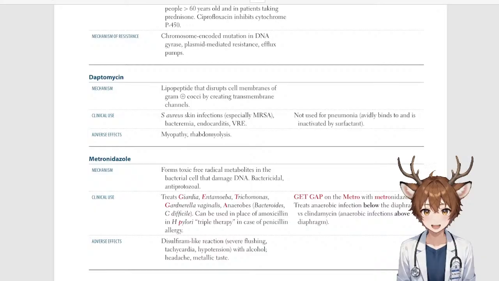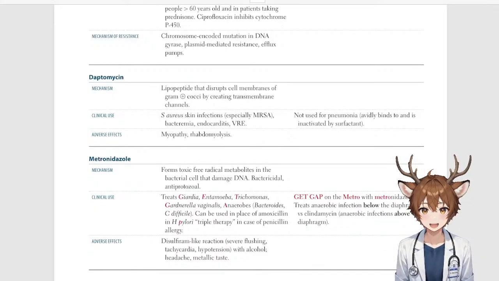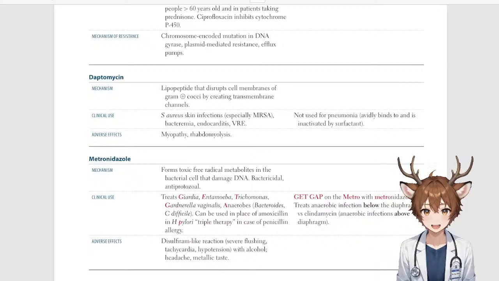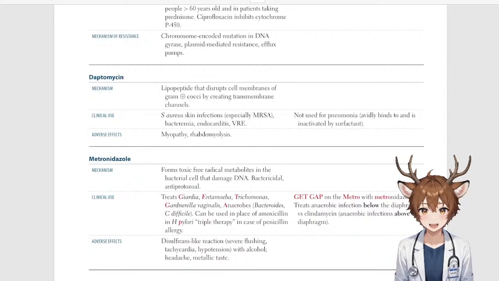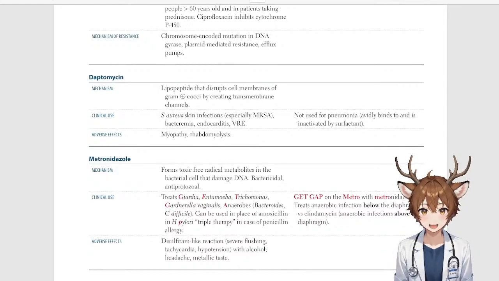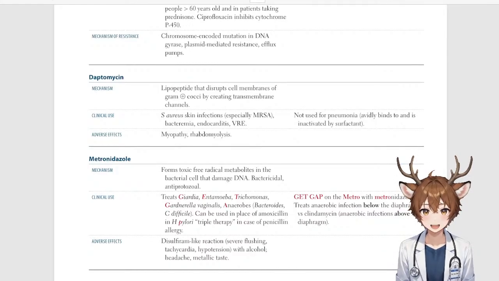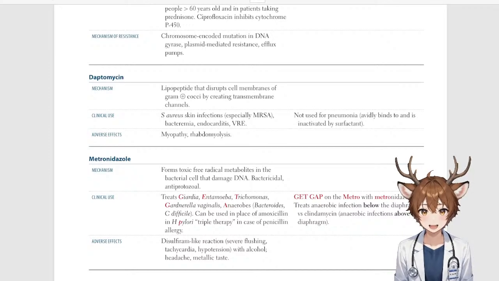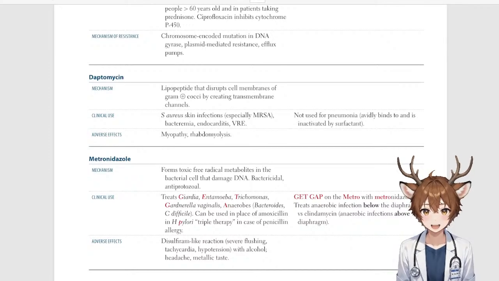Metronidazole. Mechanism: forms toxic free radical metabolites in the bacterial cell that damage the DNA. Bactericidal, antiprotozoal. Clinical use: treats Giardia, Entamoeba, Trichomonas, Gardnerella vaginalis, and anaerobes like Bacteroides and C. difficile. Can be used in place of amoxicillin in H. pylori triple therapy in case of penicillin allergy.